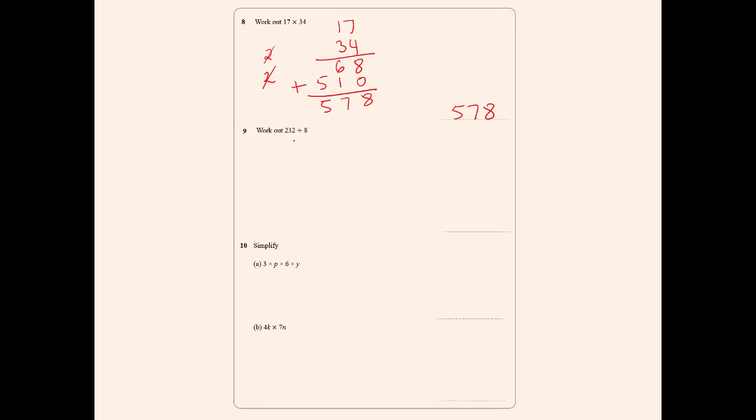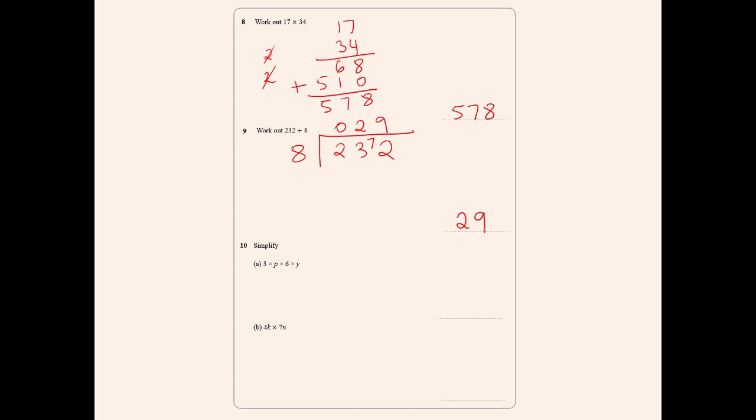232 divided by 8, so we're dividing, so we can do long division here. So 232, do the bus stop method. We can do it in chunks as well, whichever you prefer. So 8 goes into 2 0 times, 8 goes into 23 twice, 16, so 7 remainder, and 8 goes into 72 9 times. So the answer is 29.